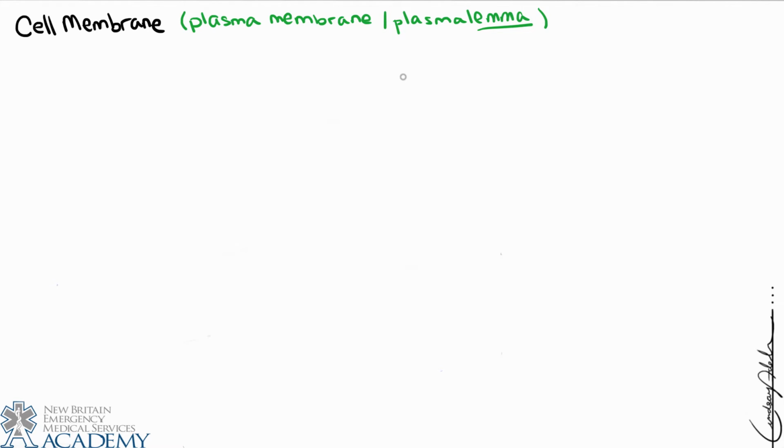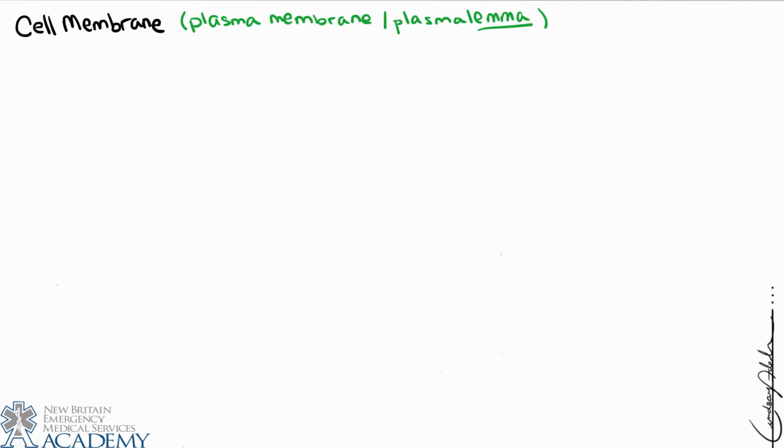Hi everyone, in this video we're going to continue our discussion on cell structure and function by describing in detail the cell membrane. The cell membrane is alternatively referred to as the plasma membrane or plasma lemma. And one of the fun things about studying physiology is that there are oftentimes several different words that can be used to describe the same structure.